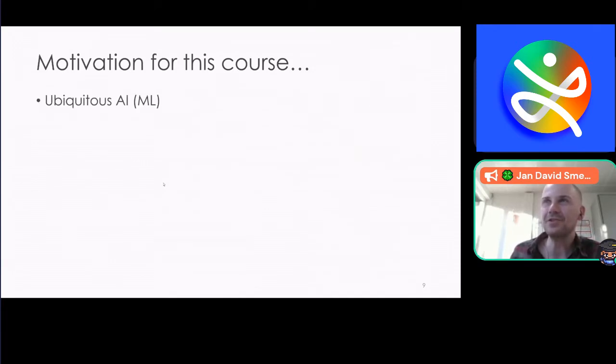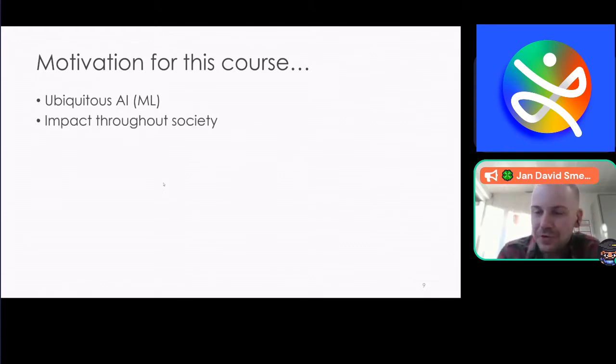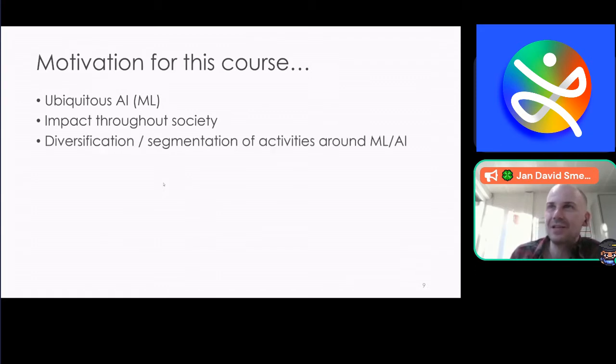So what's the motivation for this course? I think you're all quite aware that machine learning and AI technologies are becoming quite ubiquitous. They're really starting to be everywhere, be that as translation tools or various image recognition applications or many other things, really, automatic tagging or recommendation systems that we all interact with on a day-to-day basis. And this has an impact throughout society.